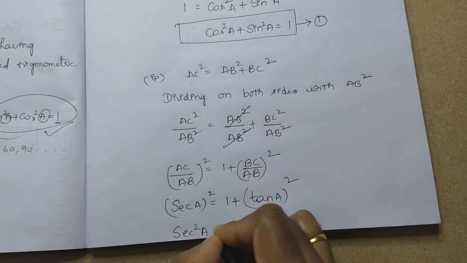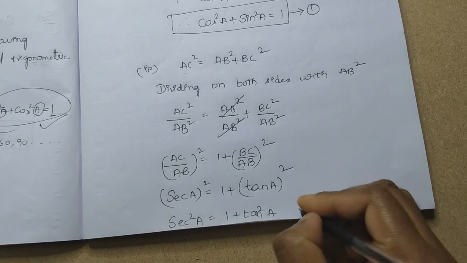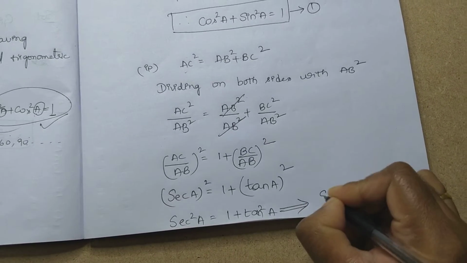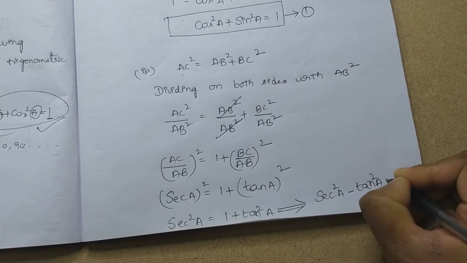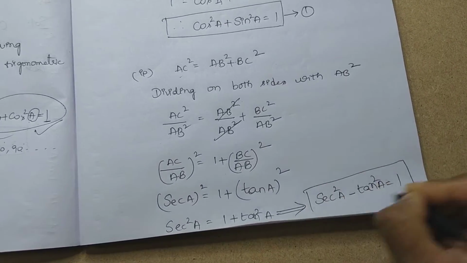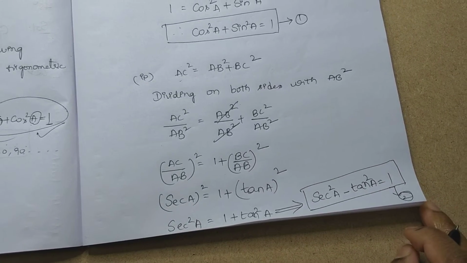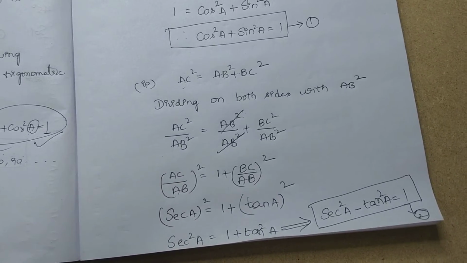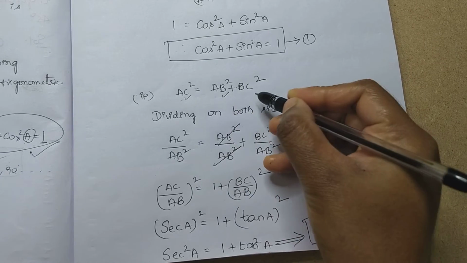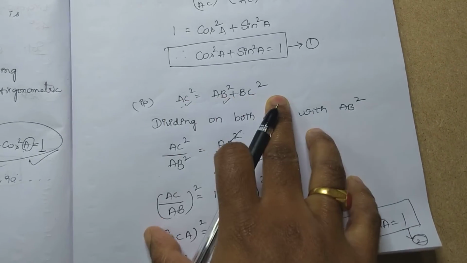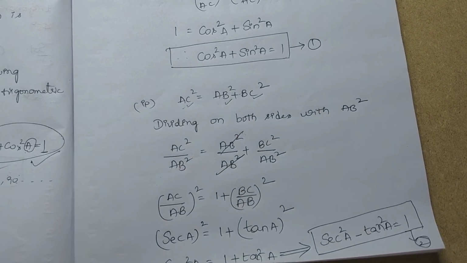Secant square A equals 1 plus tan square A. From this, what is the equation that we can derive? Secant square A minus tan square A equals 1. Clear? This is the second trigonometric identity that we have derived. Let's move on to the third case. In the first case, we divided with AC square. Second case with AB square. In the third case, let's divide the entire equation with BC square. Clear? Let's do that now.